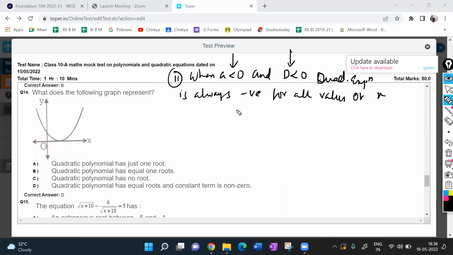For example, you frame any quadratic equation which gives a negative value and discriminant is less than 0. Frame any quadratic equation. Yes, Siddhartha Reddy, can you please frame an equation with this statement? Please.